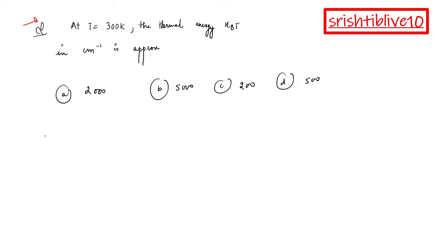Alright, so let's try and approach this question. At temperature 300 Kelvin, the thermal energy kBT in centimeter inverse. We need to find out thermal energy, and it's also given in the question that kBT represents your thermal energy. Now how can I say that this is energy? Let's try and find out through the units.